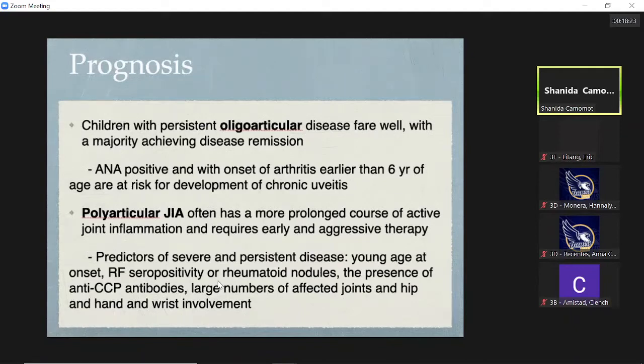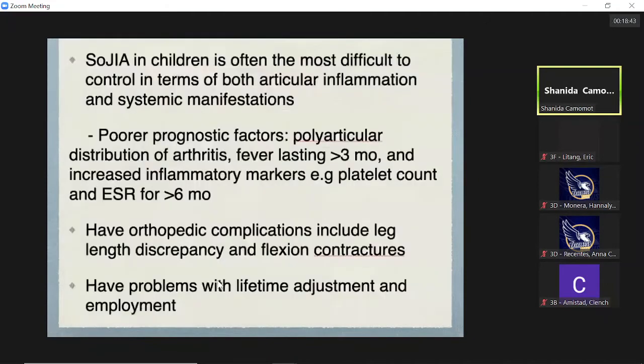So the predictors of severe and persistent disease include young age at onset, RF seropositivity or the presence of rheumatoid nodules, the presence of anti-CCP antibodies, large numbers of affected joints, and involvement of the hip, hand, and wrist. Systemic onset in children is often the most difficult to control in terms of both articular and systemic manifestations.